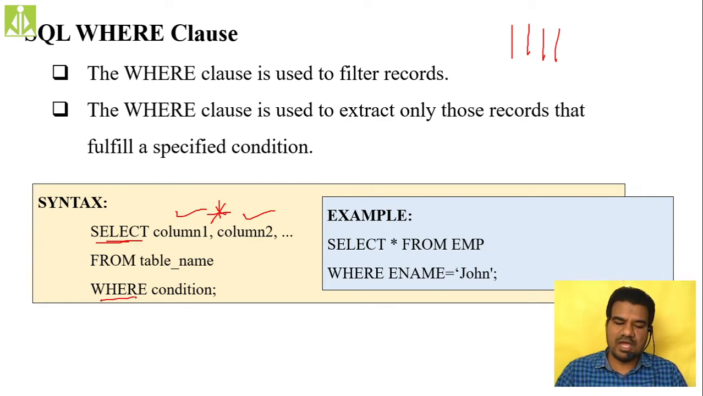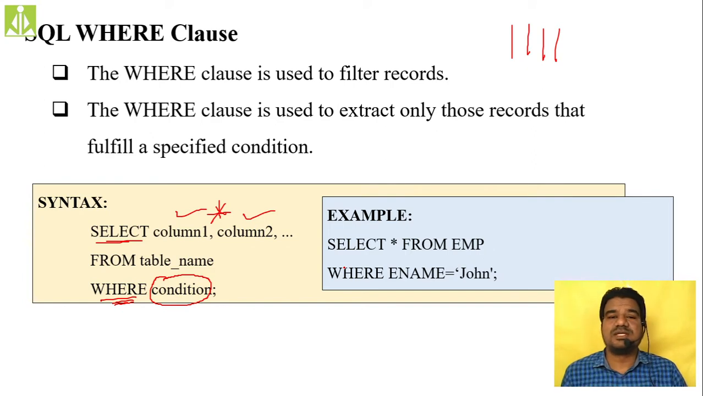This WHERE clause is helpful in specifying the condition in your query, whether it is a select query, update query, delete query, whatever it is. In order to give the condition into your query, we use this WHERE clause. If you see the example over here: select star from employee where ename is John. Whichever employee has ename as John, that particular employee will be retrieved.